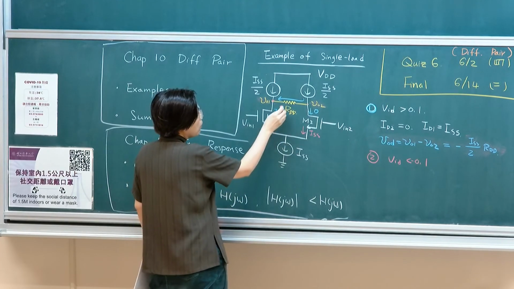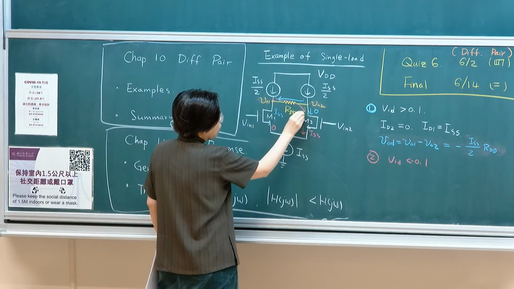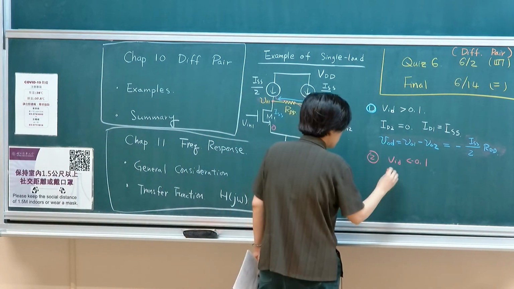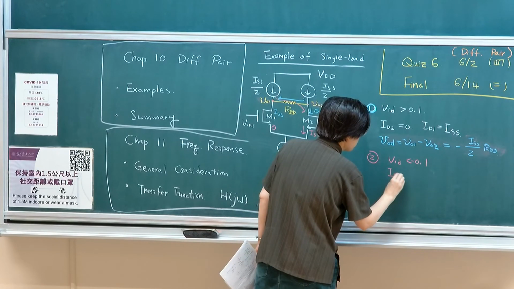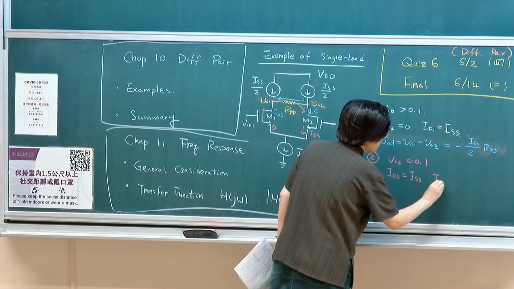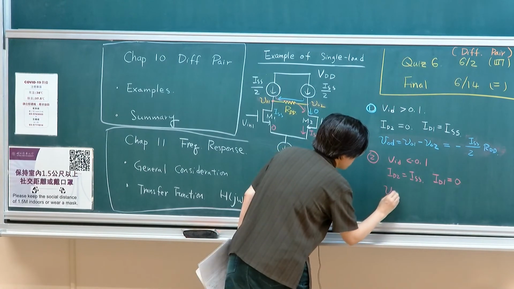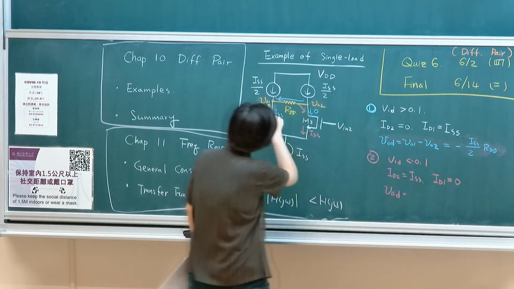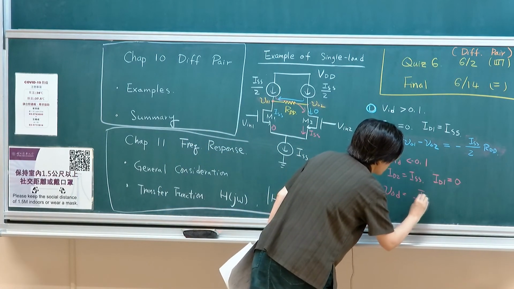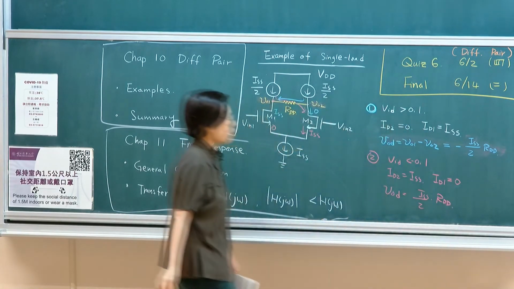This will be 0. So you would then have this current come in to contribute so that it will reach ISS. So in this case, ID2 equals ISS and ID1 equals 0. So your VOD, the current is flowing in the opposite direction, the same amount of current, which is 1/2 ISS times RDD. Okay?